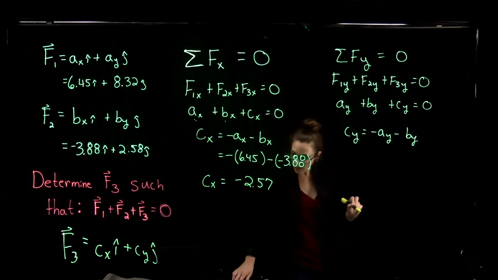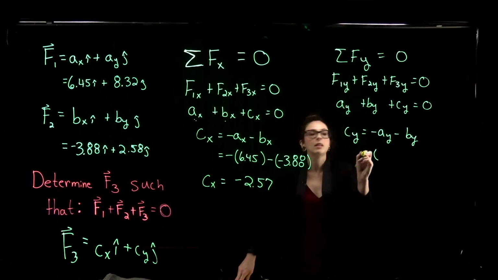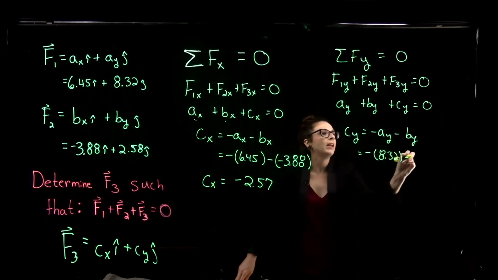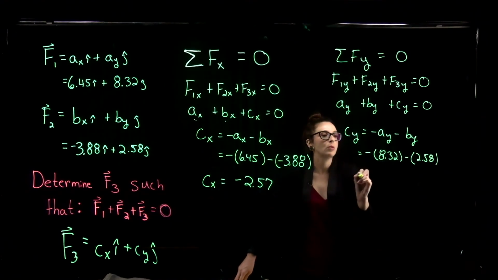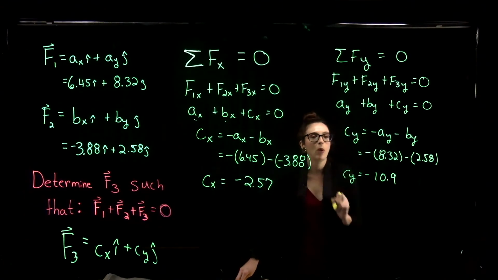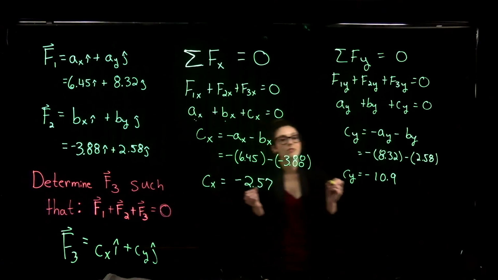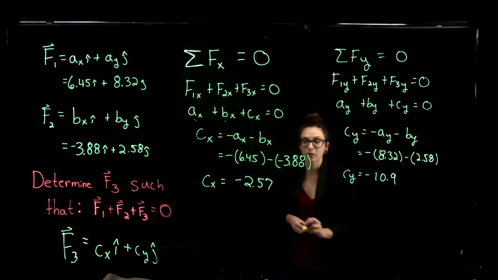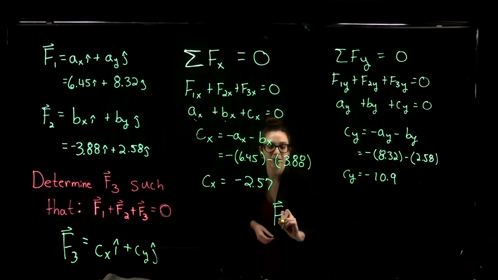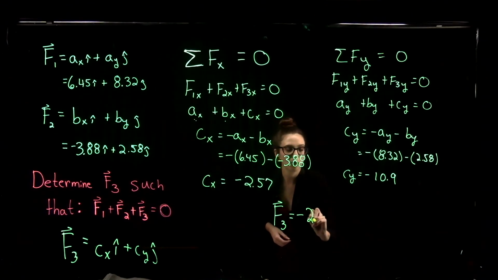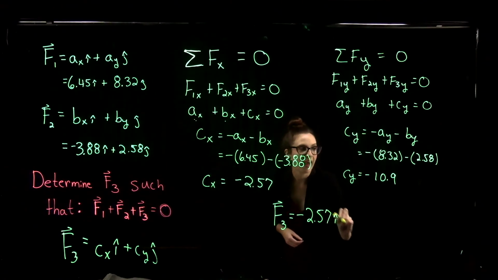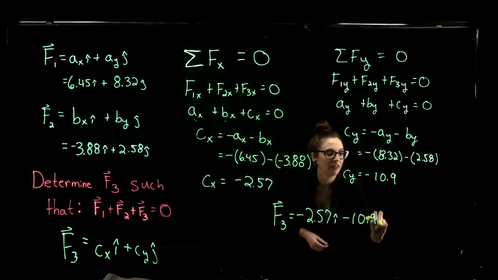And then for CY, I've got minus my AY component, which is 8.32, minus my BY component, which is 2.58, so this is equal to negative 10.9 for CY, the y component of my third vector here. So now if I write my vector F3 in its unit vector notation, we see that F3 equals minus 2.57 i hat minus 10.9 j hat.